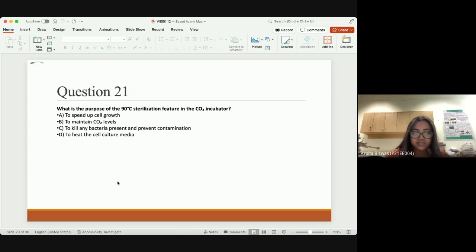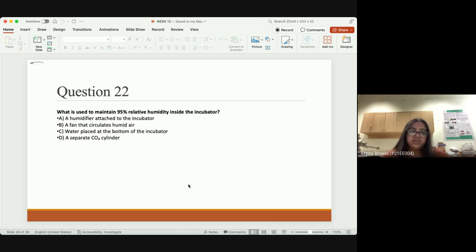So what is the right answer? Question number 21. The right answer is option C, to kill any bacteria present and prevent the contamination. Okay. Next, question number 22.